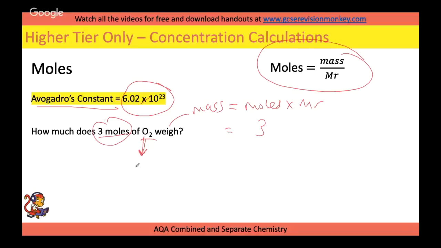So 16 is oxygen, so 16 times 2 is 32 for the relative formula mass. Times that by 3 together and you'll get 96 grams. Mass throughout chemistry is in grams. In physics, it's kilograms. In chemistry, it is grams.